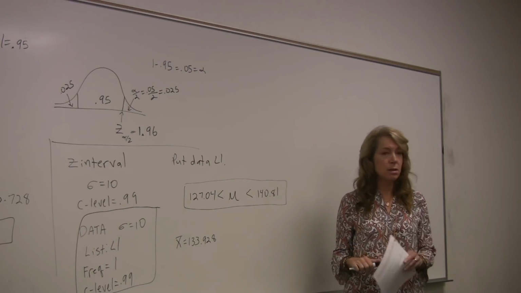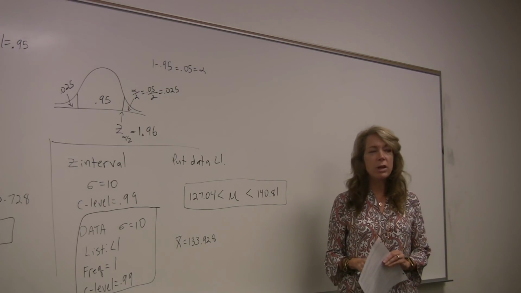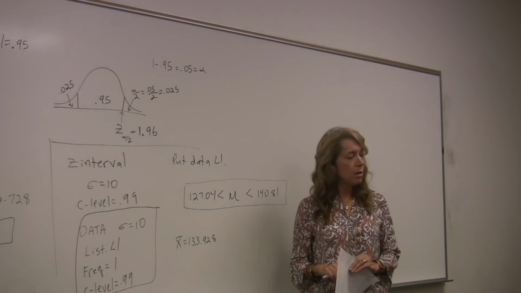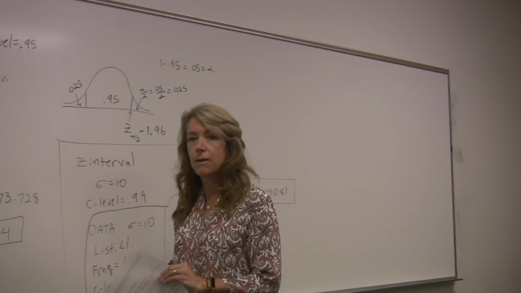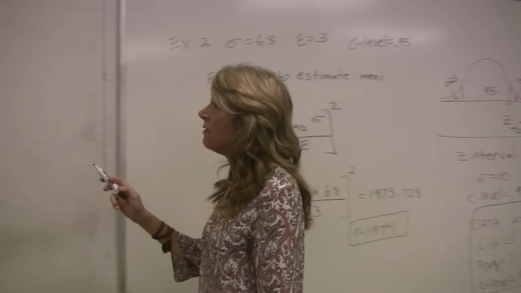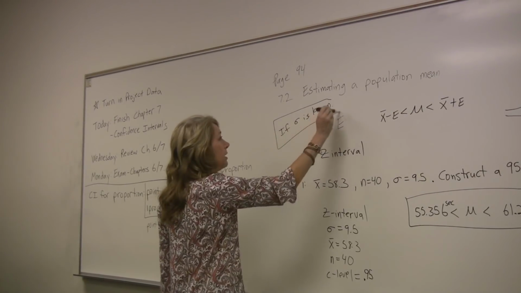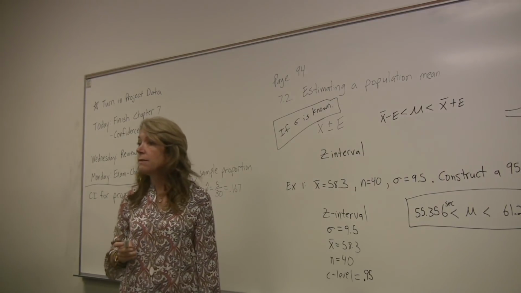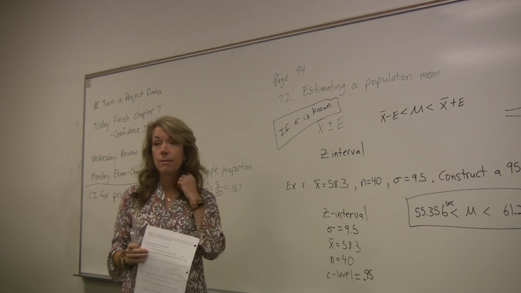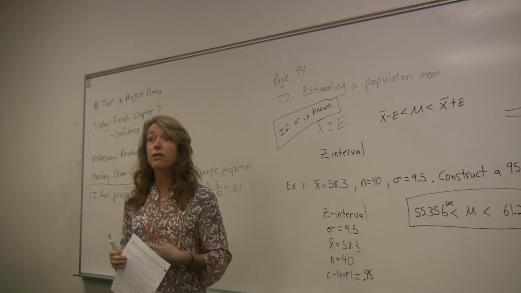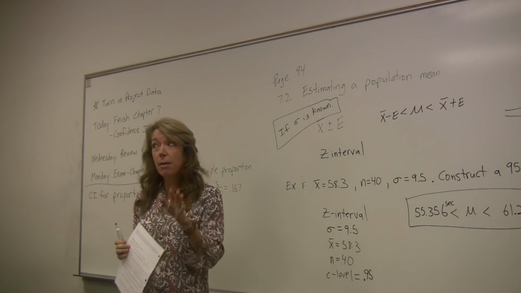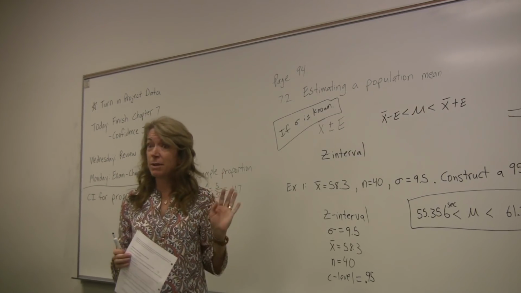Questions on that? When do we do a Z interval? When you know the standard deviation. When we know the standard deviation for the population, and when the question's asking us to find a confidence interval for the population mean. Not a population proportion, that was something else.